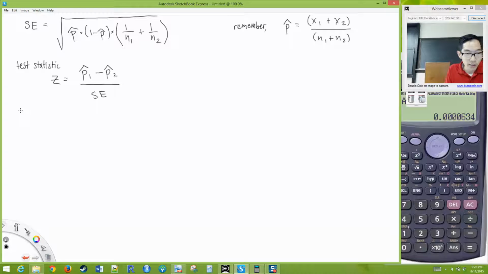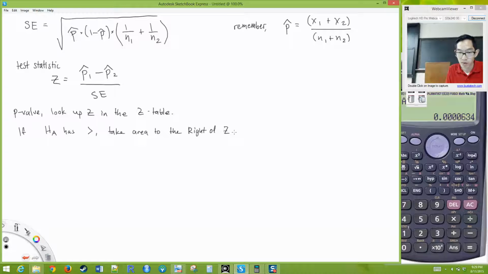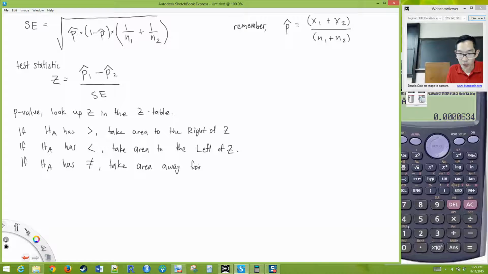And then again, to get your p-value, you look up z in the z table. These rules are already in your notes, but I will write them again. If HA has greater than, take area to the right of z. If HA has less than, take area to the left of z. And if HA has not equal, take area away from 0 and multiply by 2. Same rules. So this gives you your p-value.